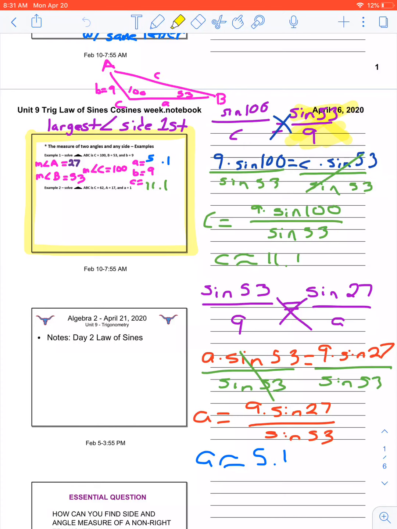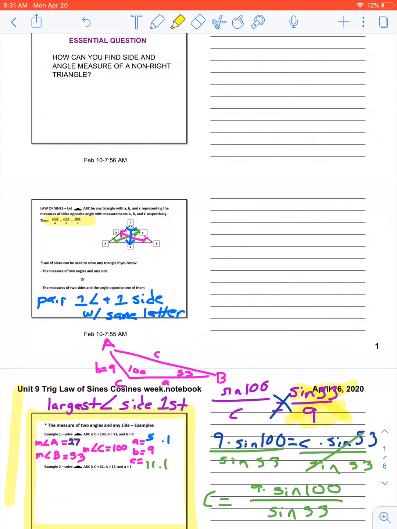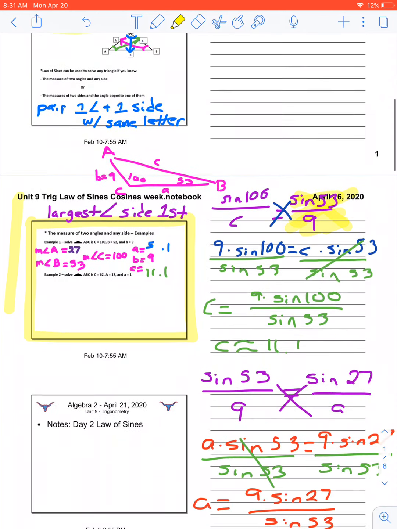So day 2 today, what we're going to do is solve for a triangle when you're given two sides and an angle. So a little bit different. If we look back at what we talked about yesterday, it was how can you find a measurement when you're given two angles and one side? So what we did was the same process over and over again in this example.